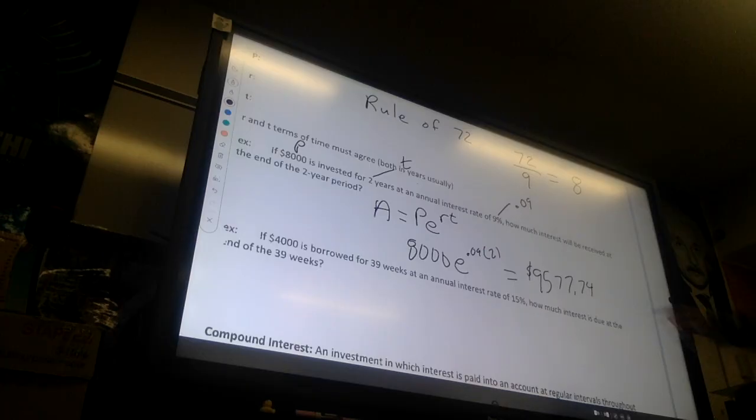But this says how much interest. So in that $9,577.74 is your initial $8,000, but your money is compounding. It's making money on itself. So what I want to do is subtract 8,000 from this, and this means that in 2 years, your money made you $1,577.74.